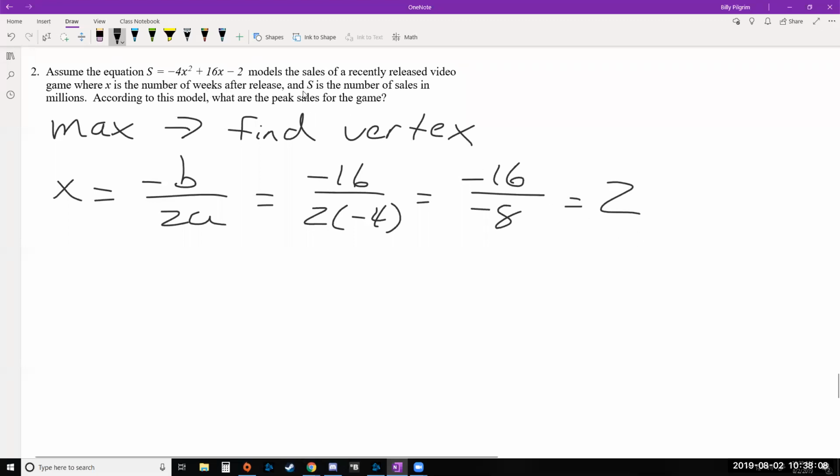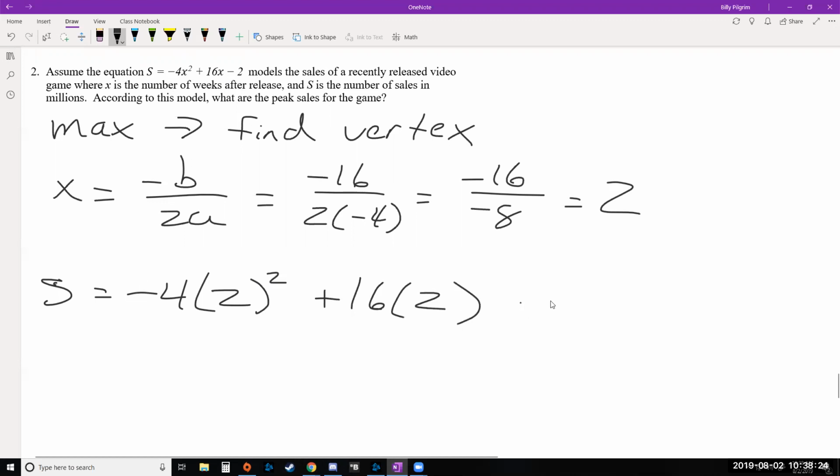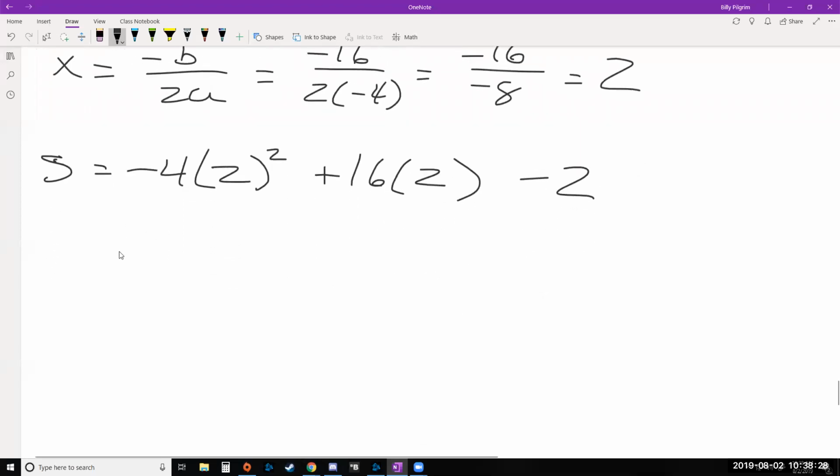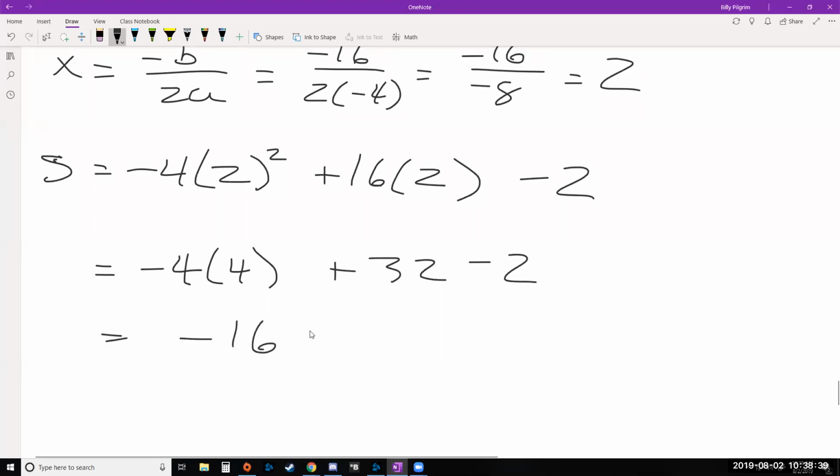We know the X value, so we're going to use our model. We're going to plug in 2 for X, and we're going to see what we get for S. So S equals negative 4 times X squared, which will be 2 squared, plus 16 times X, which is 2, minus 2. And then we'll just simplify this, crunch these numbers, and figure out what our sales are. So this is negative 4 times 2 squared, which is also 4. 16 times 2 is 32 minus 2. Negative 4 times 4 is negative 16.